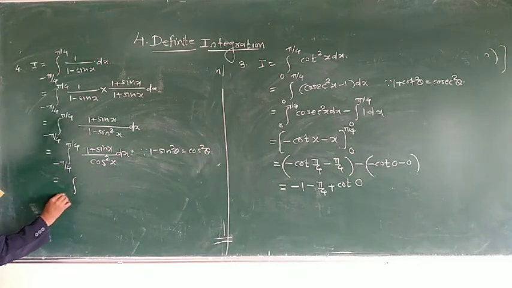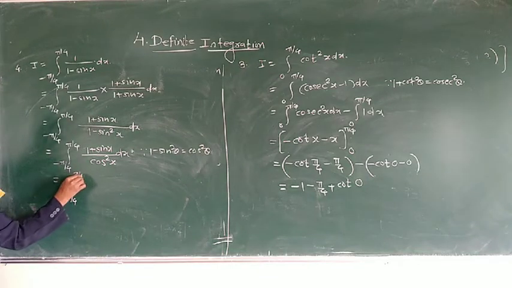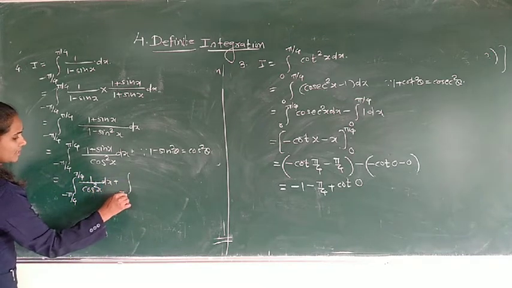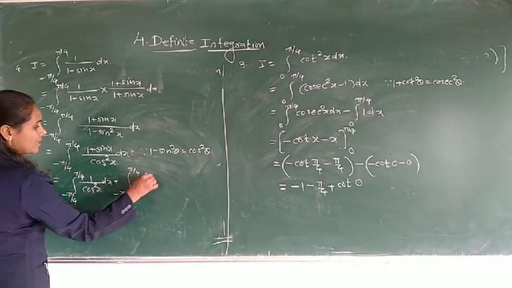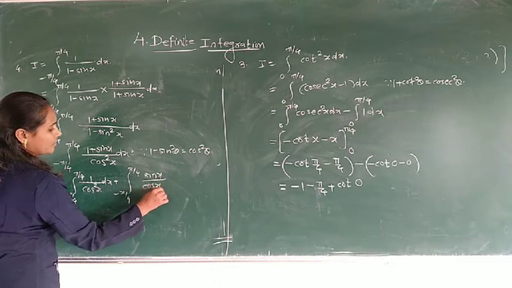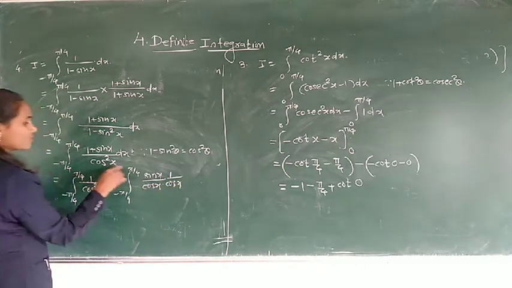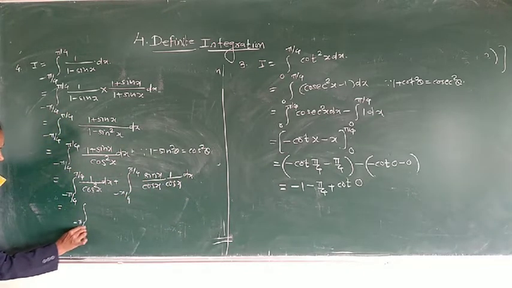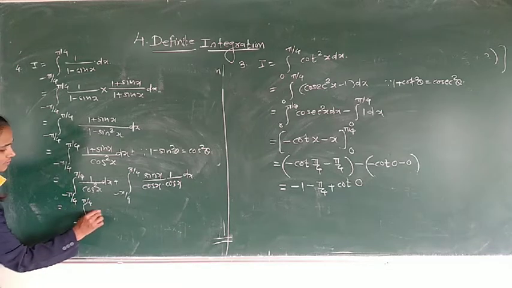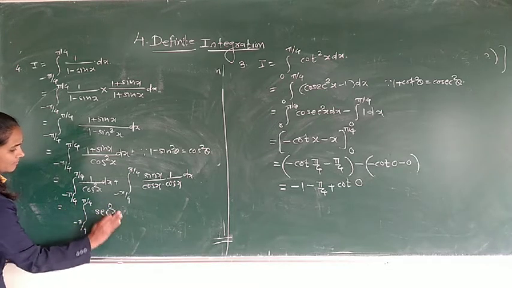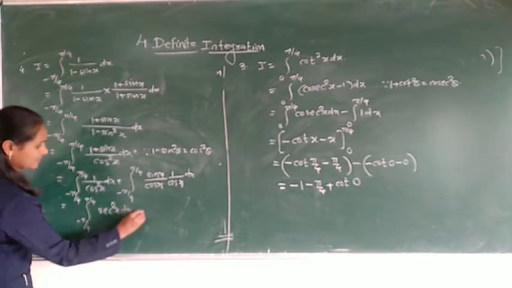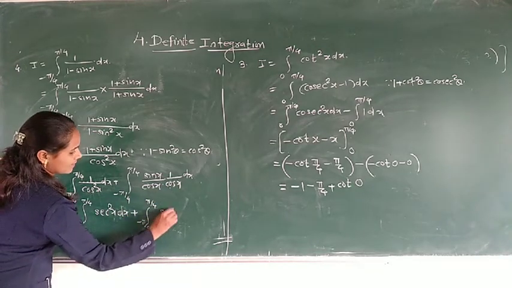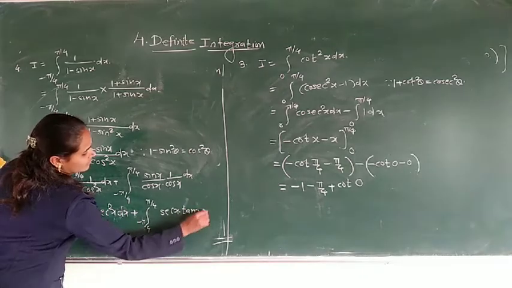Now separate the denominators. Integration from minus pi by 4 to pi by 4 of 1 upon cos square x dx, plus integration from minus pi by 4 to pi by 4 of sin x upon cos x into 1 upon cos x, since cos square can be written as cos into cos. 1 upon cos square is sec square x dx, plus 1 upon cos x is sec x and sin upon cos is tan x dx.